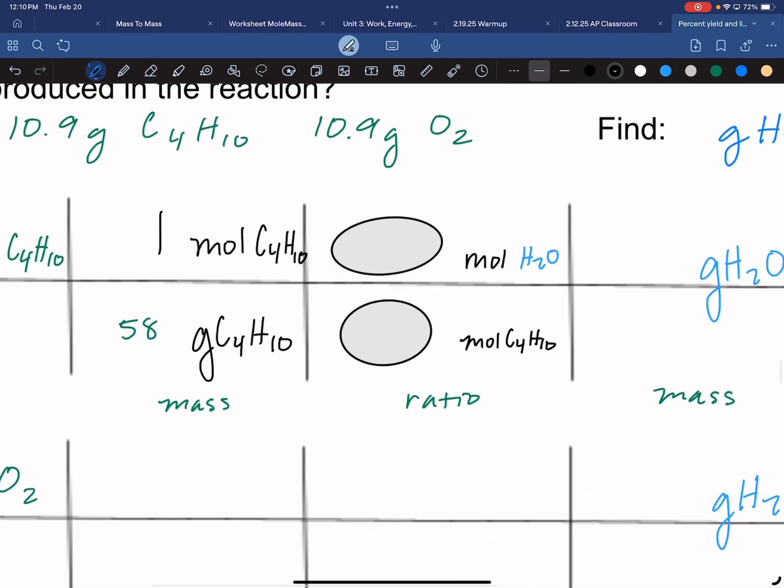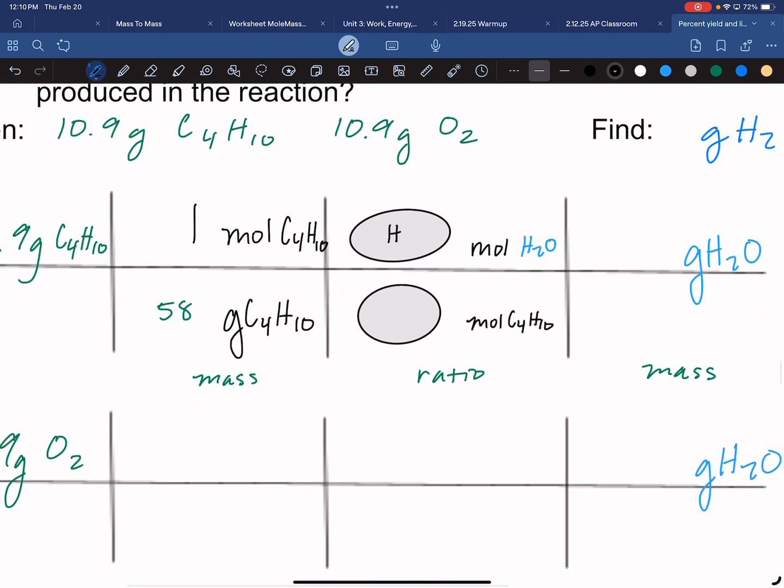Right. So 10 for H2O and 2 for C4H10. 10 and 2. Okay, the ratio is done. Let's move on to mass.